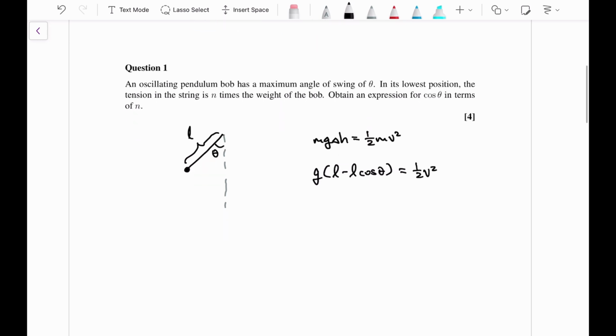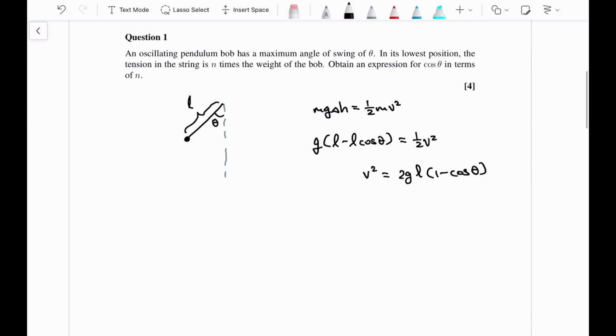So v squared will be simply equal to 2gL times 1 minus cosine theta, where I factor out the L from within the brackets. Okay, so now we know v squared, and then we can tie this back to the tension. The tension is basically equal to the centripetal force plus the weight of the bob.